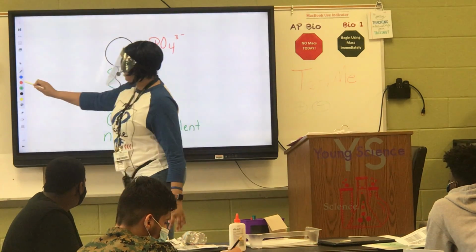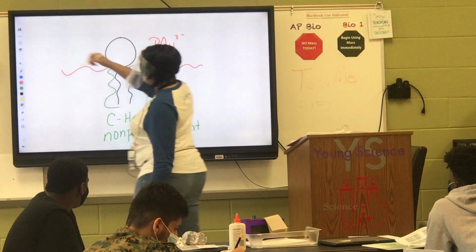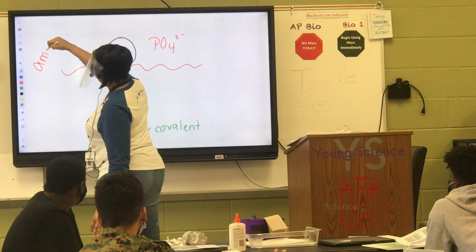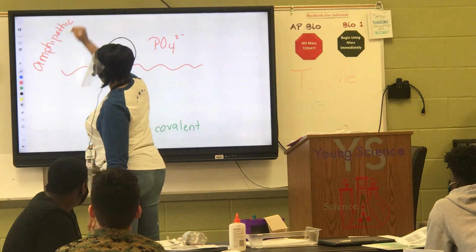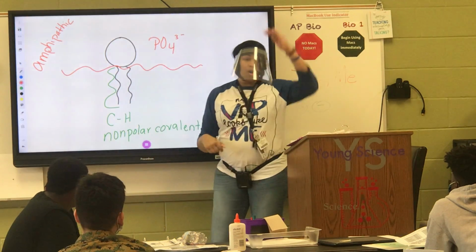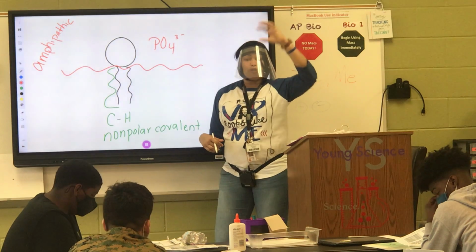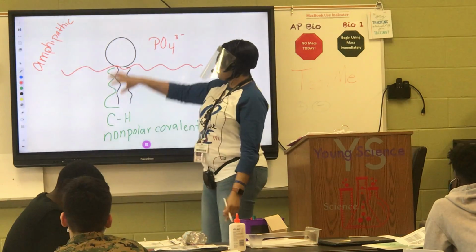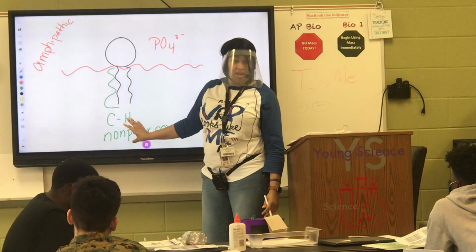So when I look at a phospholipid, this molecule is what we call amphipathic. And what that means is one part of the molecule, one end of the molecule, the charge is different than the other end. Here I have a negative charge on one end and no charge on the other end. Are you with me?